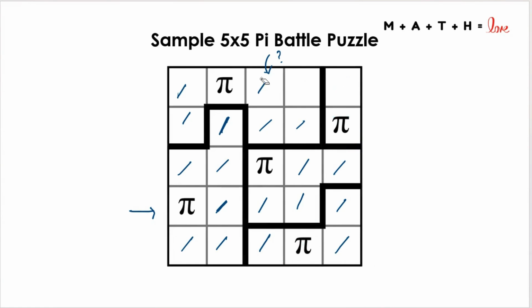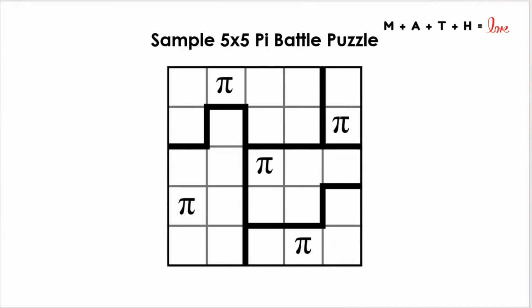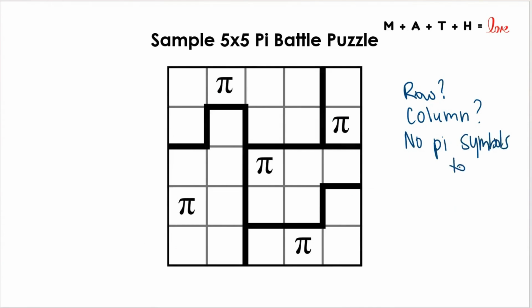Let's erase this and clean it up so we can study our answer and make sure that it is a proper solution. Do we have a pi symbol in every row? Row 1, check. Row 2, check. Row 3, check. Row 4, check. Row 5, check. Do I have a pi symbol in every column? Yes, I do.